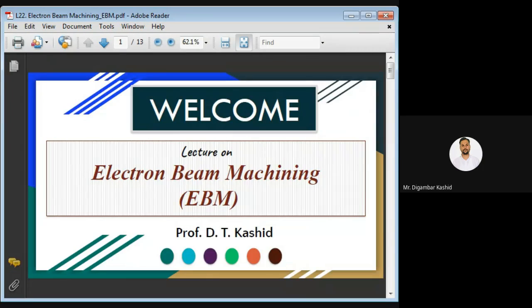Welcome to the new topic, the electron beam machining process. Today we are going to see the electron beam machining process, as this is a thermal energy based non-conventional machining process. Electro-thermo you can call it, or thermoelectric. This is the second one, because in the last lecture we saw laser beam machining. So today we will go for the electron beam machining process.